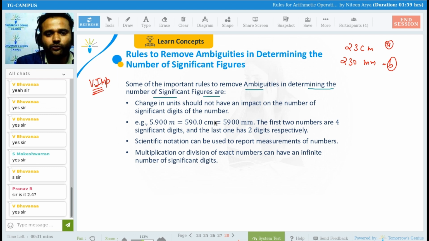Other than this we are going to discuss more. Change in units should not have an impact on the number of significant digits. For example, 5.900 mm, 590.0 centimeter and 5900 mm all have two significant figures. Okay, the first two numbers have four significant digits, and the last one has two. Means all of them have two significant figures. Okay, this is not correct. This is 2. All of them have 2 significant figures.